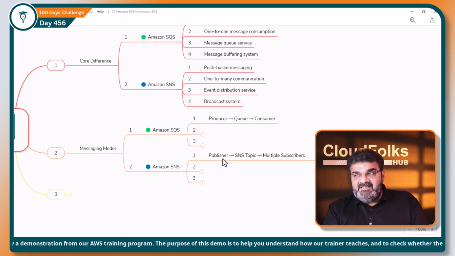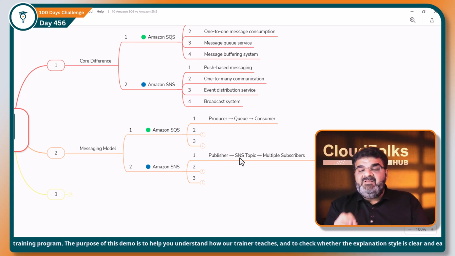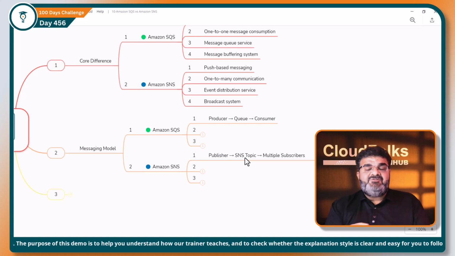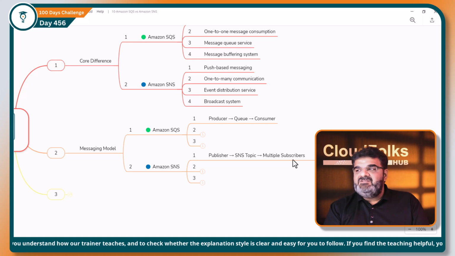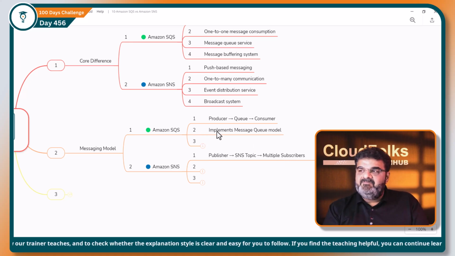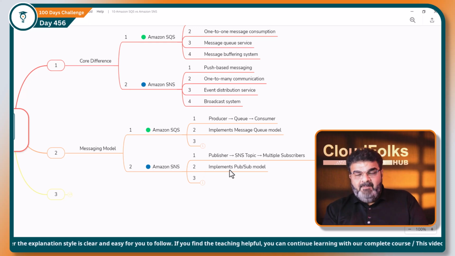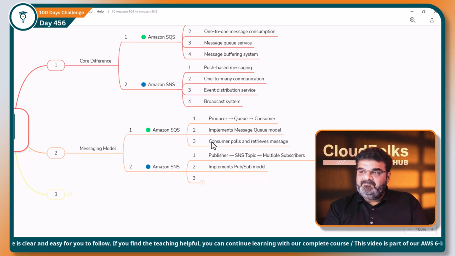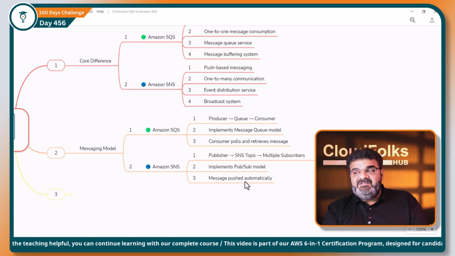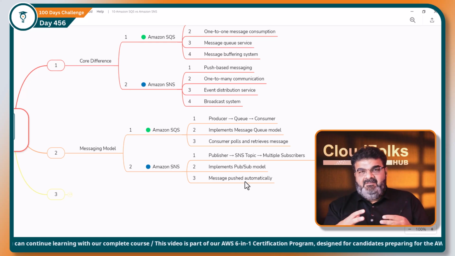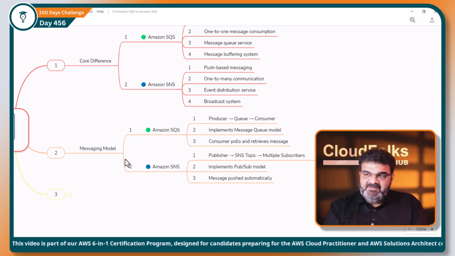In Amazon SNS, we have a publisher, again a kind of producer, who sends the message to an SNS topic. The SNS topic is not going to store this message. It will immediately broadcast it to multiple subscribers. SQS implements the message queue model. Here it implements the publisher-subscriber model. In SQS, the consumer polls and retrieves the message. Here it is message push, meaning the SNS topic will push or broadcast the message to all the subscribers, right?